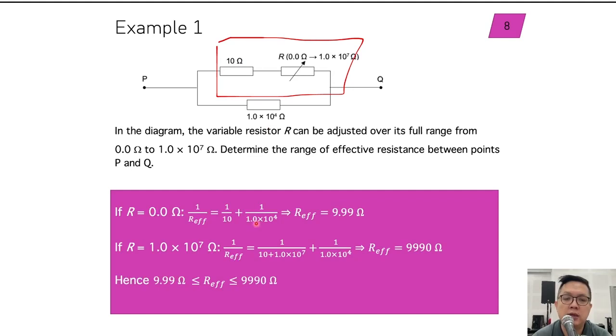And the next one, right now we have basically 1 times 10 power 7 and 1 times 10 power 4. So the answer must be less than 1 times 10 power 4, which is, in this case, we got 9990 ohms, which is less than 1 times 10 power 4. So this is something that you need to take note of. If you do a calculation for parallel branches and you get an answer that is bigger than one of the branch resistances, you know that somewhere you have made a mistake.